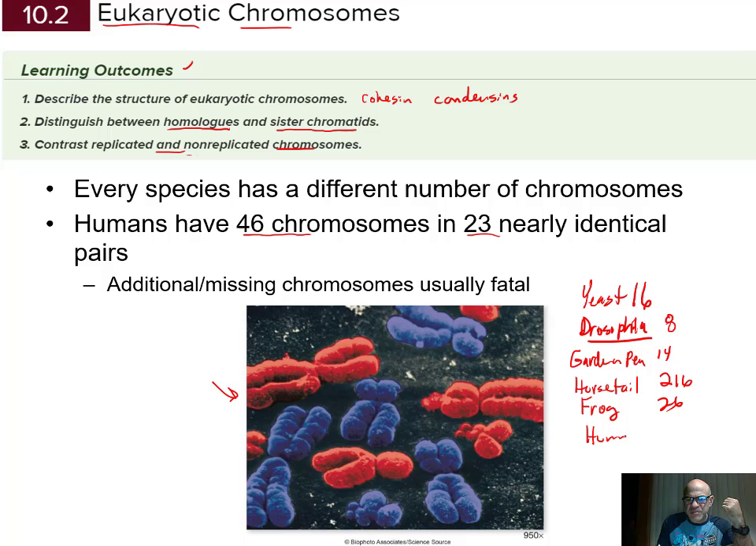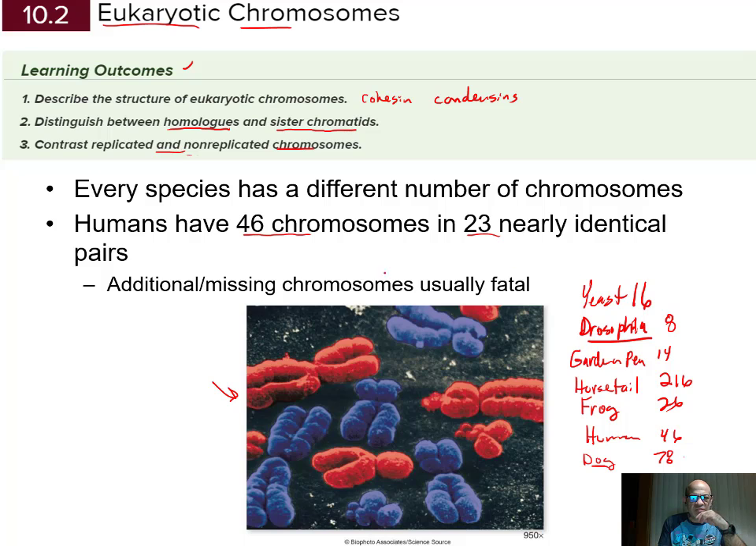Humans, which we just mentioned here, have 46 chromosomes in 23 pairs. And then dogs have 78 chromosomes. So 78 would be typical for a dog, and you could have other species that have 78. So it's typical for a species, but not exclusive to that species. So other species other than yeast may have 16 chromosomes, but it is typical.